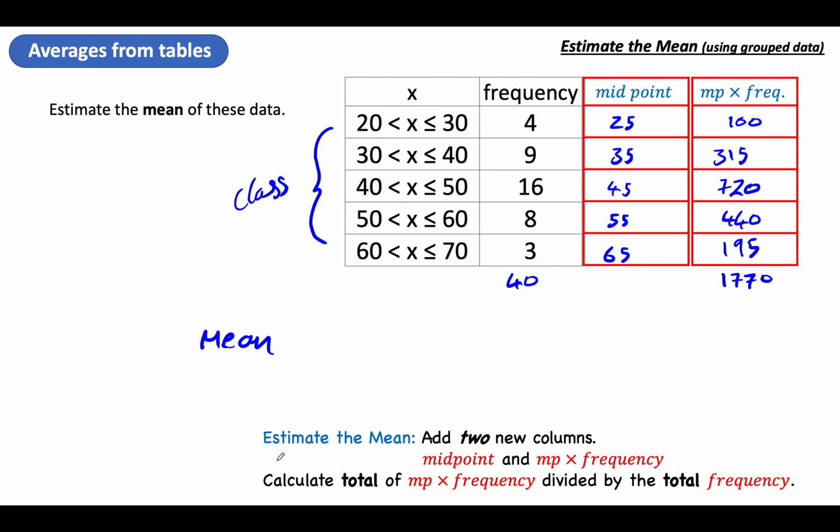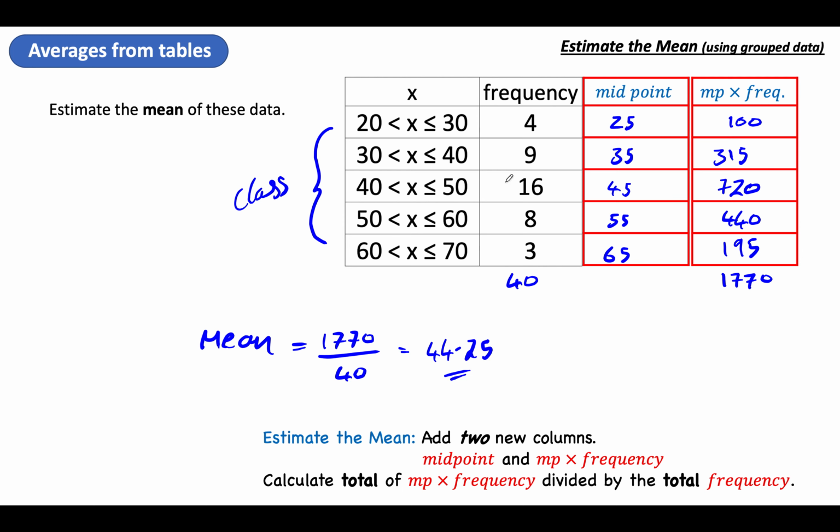is the total of the midpoint times frequency. Well, that's 1,770, and divide it by how many things there are. That's the total frequency. And let's see what we get. 1,770 divided by 40 is 44.25. Now again, have a little look at the data.